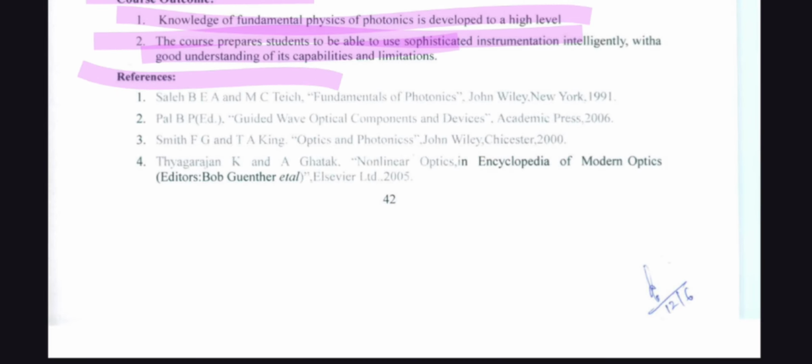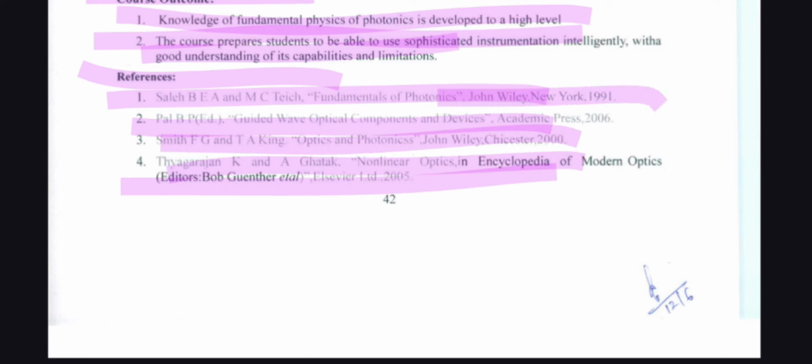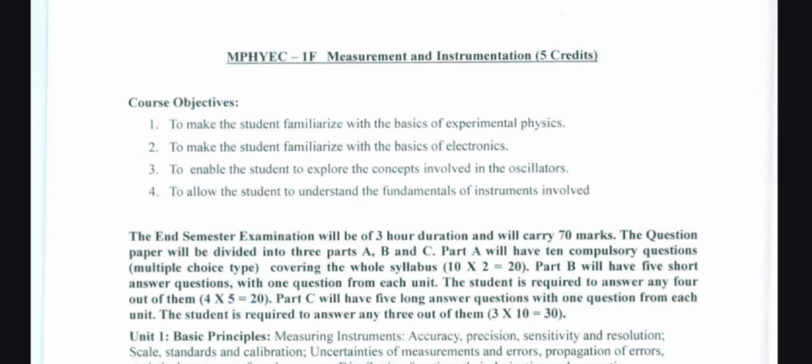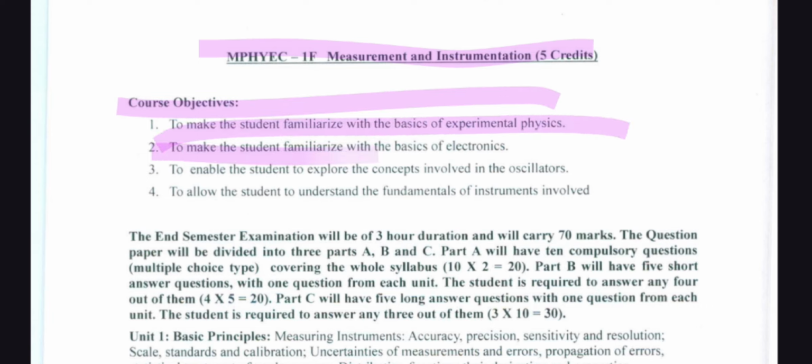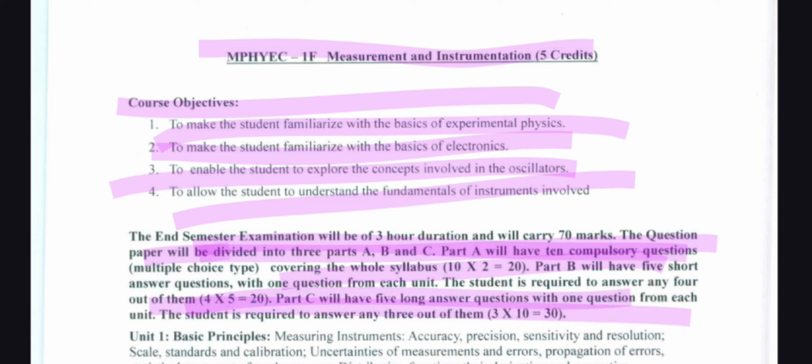And come to the next. Reference of the books: there are various books here. You read this and buy this. So MSc Physics, Measurement and Instrumentation, course objectives. You read this for the objective and you read this also. This is important, 10 marks. So come to the first unit.